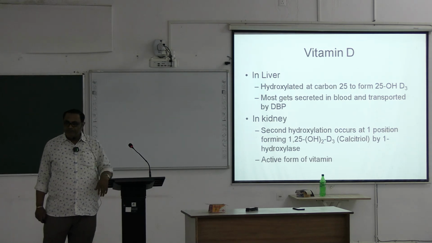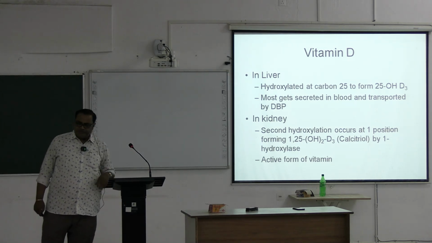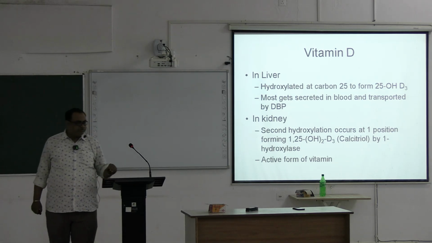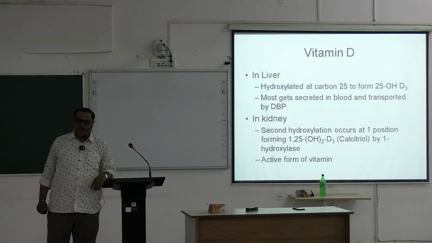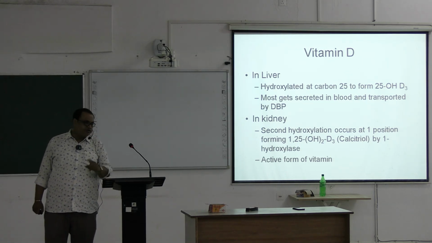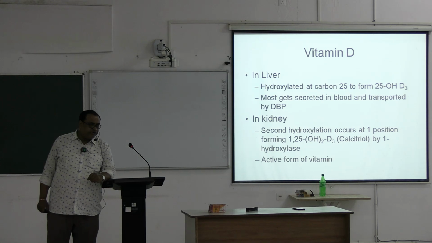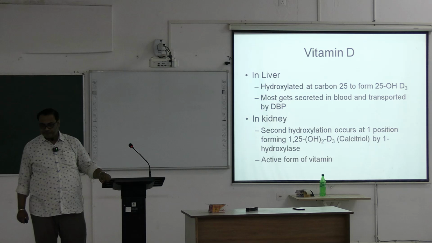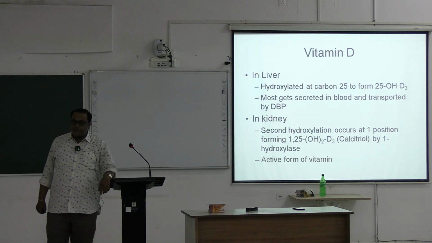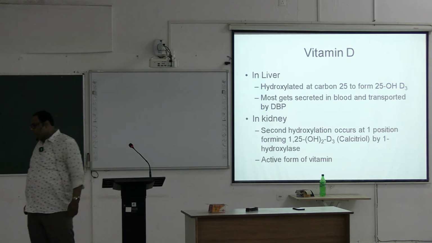More complicated part. What is that? Forget about the liver. Liver is easy. Large tissue. The problem is with the kidney. The kidney not only produces this 1 alpha hydroxylase, which is very, very crucial for biosynthesis of vitamin D3 or calcitriol, but it also produces another enzyme called 24 hydroxylase. Liver produces 25 hydroxylase. Kidney produces 1 alpha hydroxylase and 24 hydroxylase.